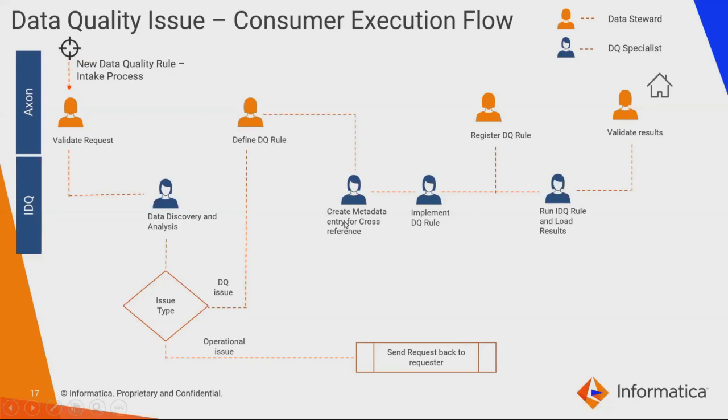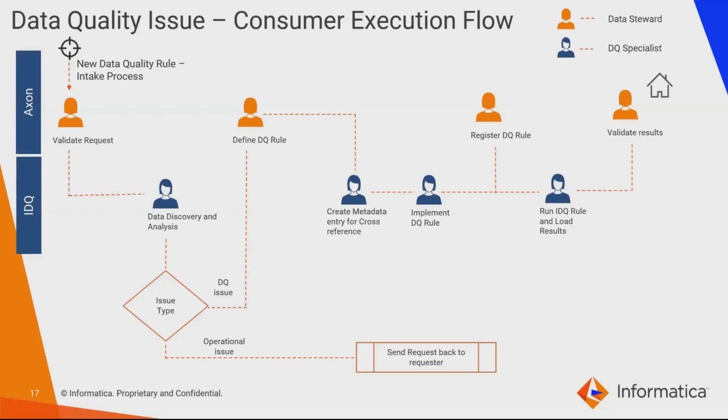So continuing on, then implementing the DQ rule in IDQ or whatever technology. From there on, the rule gets registered in Axon so that the scores can be supplied back, and the users or stewards can see the red, green, and amber against the rule that they wanted to track. Then running that IDQ rule, loading those results, and then the stewards can validate results and close this flow, saying, hey, this is the rule that I was interested in, this is the data element that I was interested in tracking, and now I have the process in place and I can see the score against that.